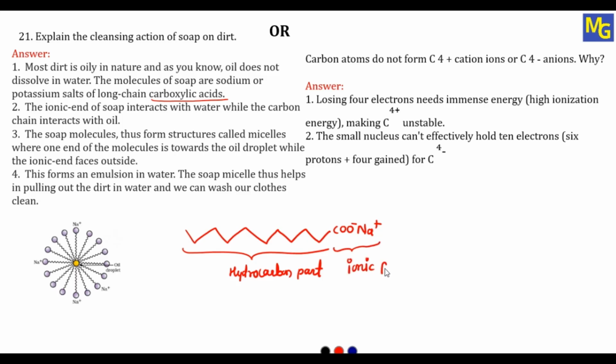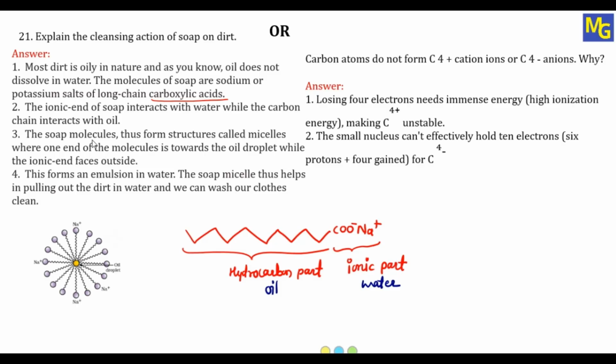This you have to remember first. This is the ionic part. So the ionic part always dissolves in water, and the hydrocarbon part always dissolves in oil. The hydrocarbon part will dissolve in oil, because these both are non-polar and these both are polar. So see, with the help of these two ends, we are going to clean the dirt from the cloth. Now see how we are going to clean the dirt.